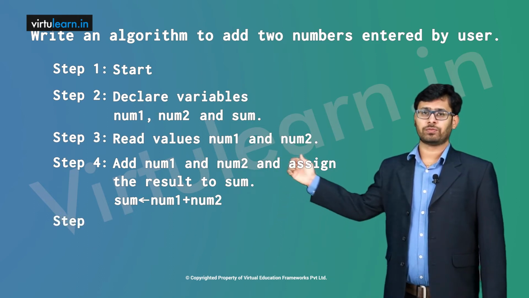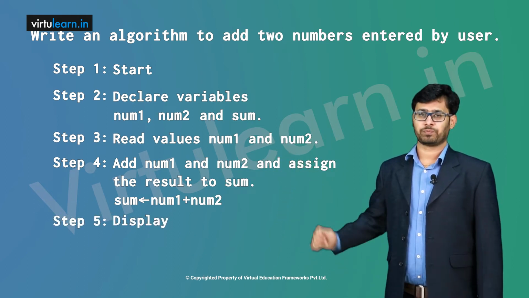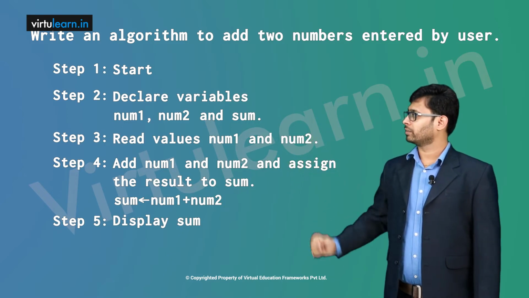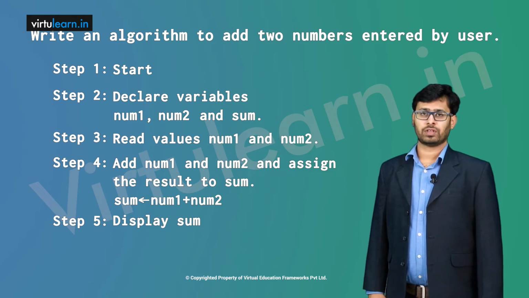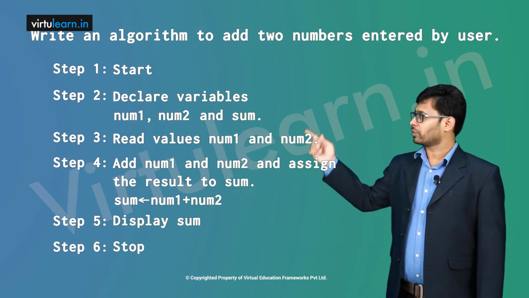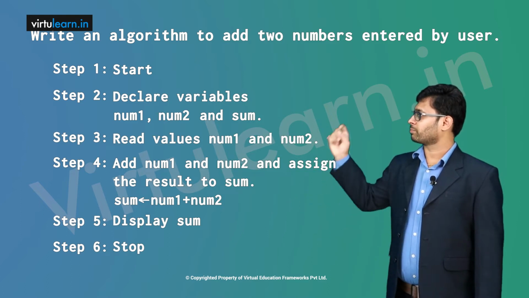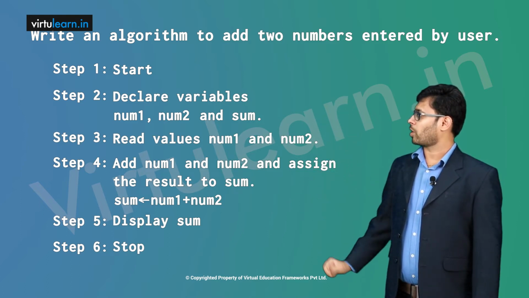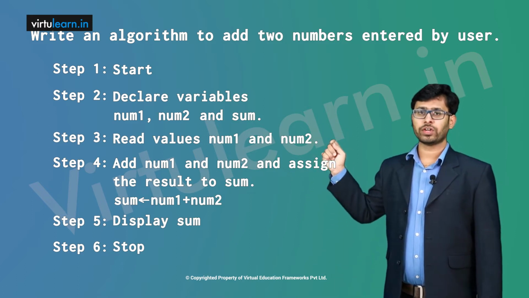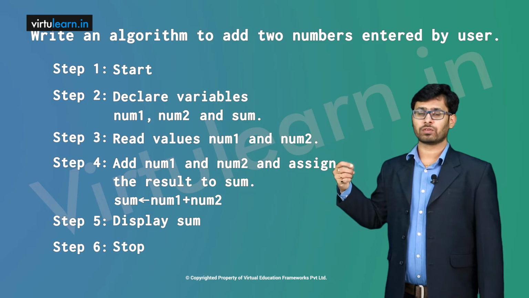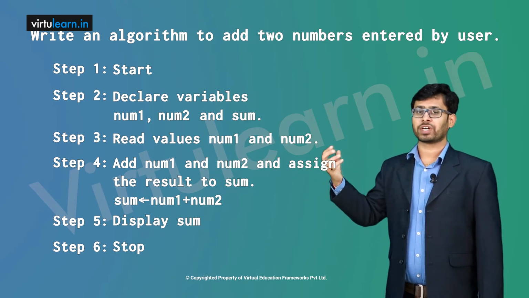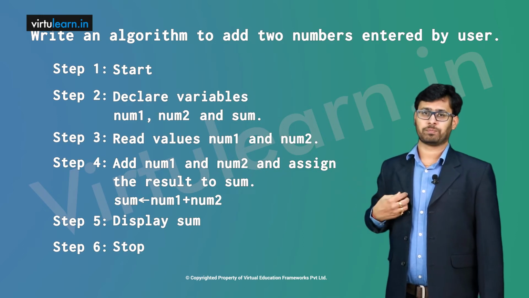Step 5 is to display the sum. Once the sum has been evaluated, we are displaying the sum to the output. The last step is stop. So you can observe in this particular algorithm, the first step is start and the last step is stop. In between, in the second step we are going to declare, which means we are initializing the variables or the identifiers which are needed as part of our program.